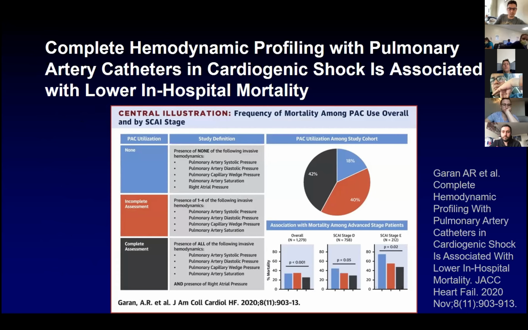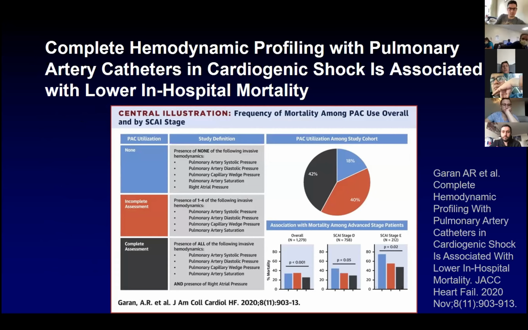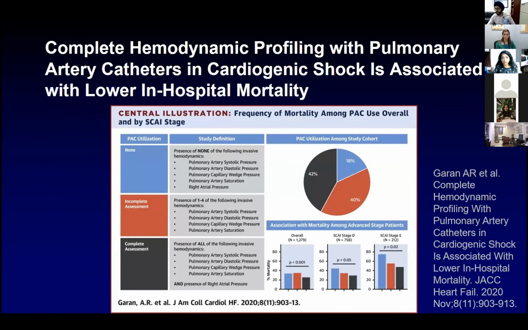But that was a very flawed study in the sense that there were all kinds of shock in that study. 50% of those patients actually had septic shock. So while it is true that a right heart catheterization is not helpful for every single patient in shock, meaning routine use is not recommended, there is a subset of patients in shock, especially cardiogenic shock, where a right heart catheterization is very useful.